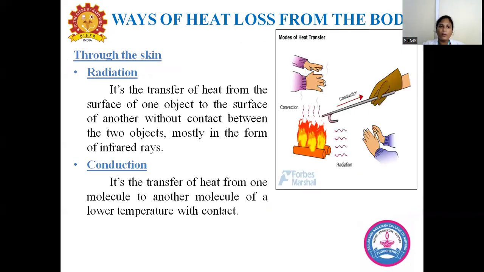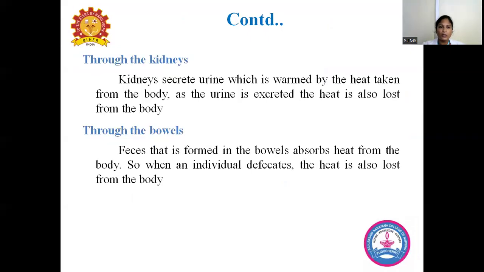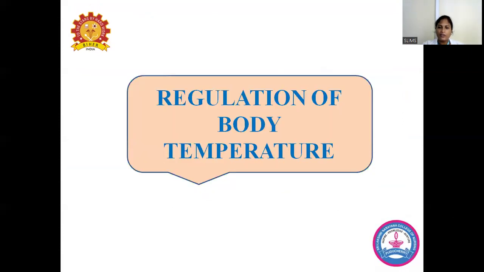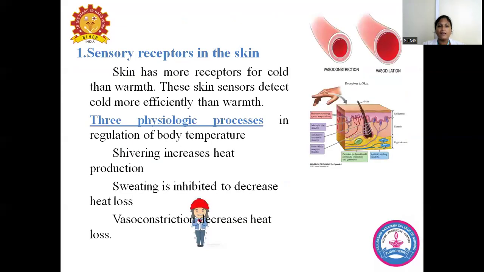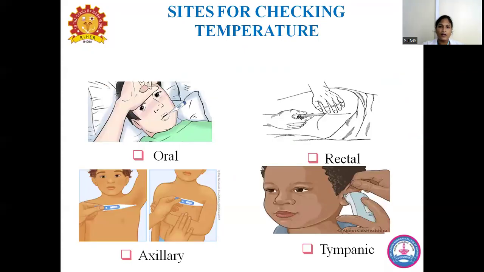And ways of heat loss from the body: through the skin by radiation, conduction, convection and evaporation, through the lungs, through the kidneys, and through the bowels. Factors affecting temperature, as we all saw before: age, gender, circadian rhythm, stress, drugs and alcohol, exercise, hormones, illness, food intake, and environment. Regulation of body temperature we have seen: sensory receptors in the skin, the integrator system, and effector systems. And sites for checking temperature: oral, rectal, axillary, and tympanic. But more often we refer to the oral.